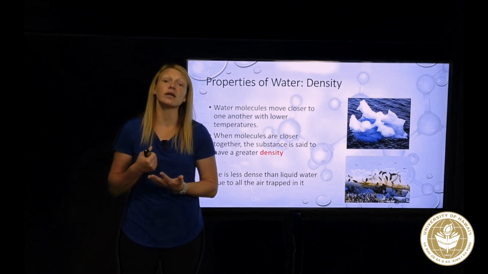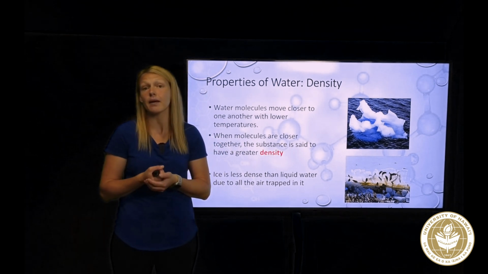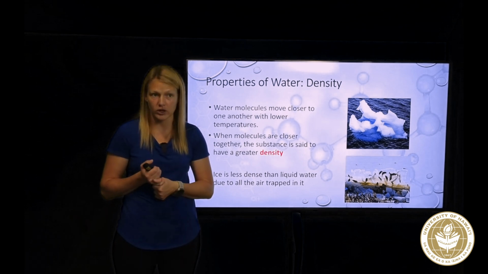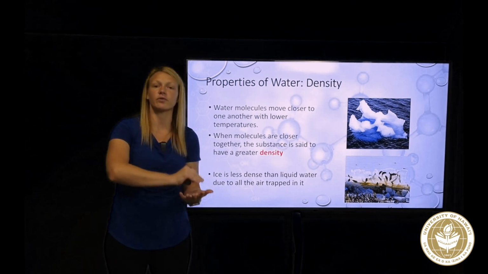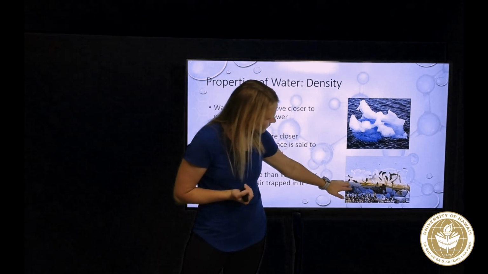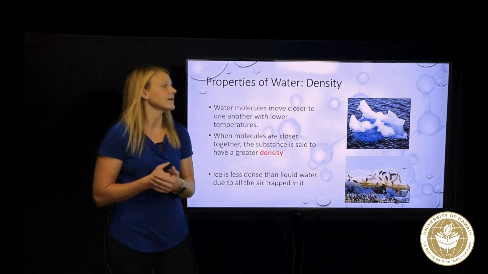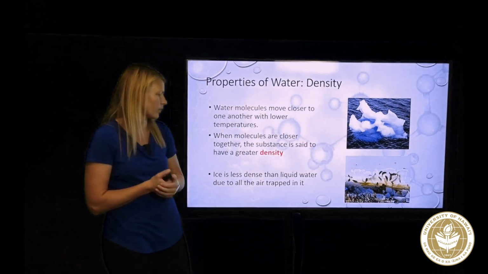floats. This is really important for organisms living in areas where freezing temperatures are common, such as the Arctic Ocean or around Antarctica. If ice didn't float, water would freeze from the bottom up, right? And this would be your result, right? You would see a lot of organisms frozen in that ice. That's why it's really important that ice actually floats on top of liquid water.